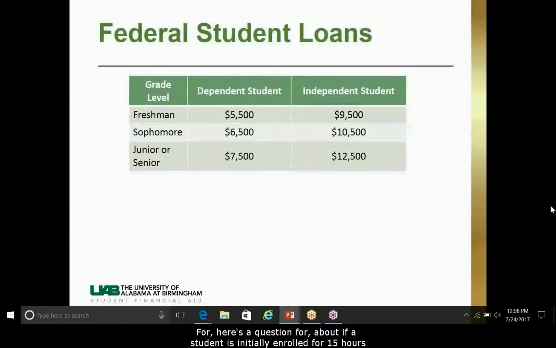Here's a question about if a student is initially enrolled for 15 hours, but then drops to 12 credit hours, is their account then credited for those 3 credit hours?